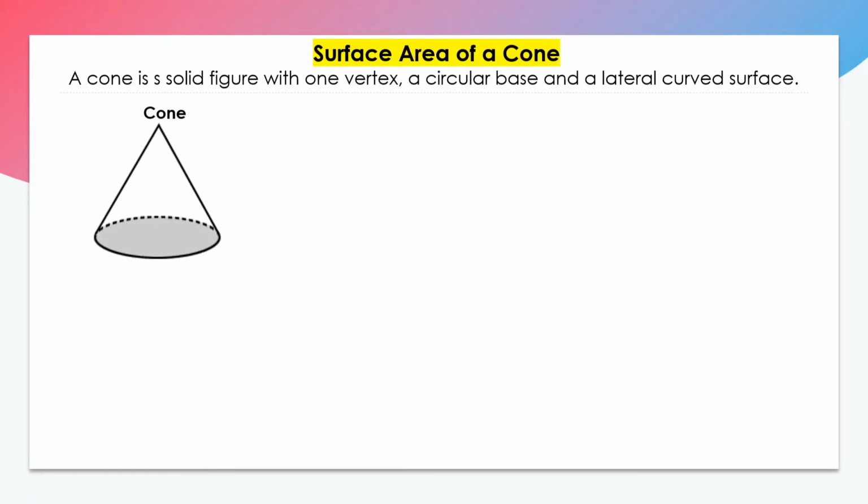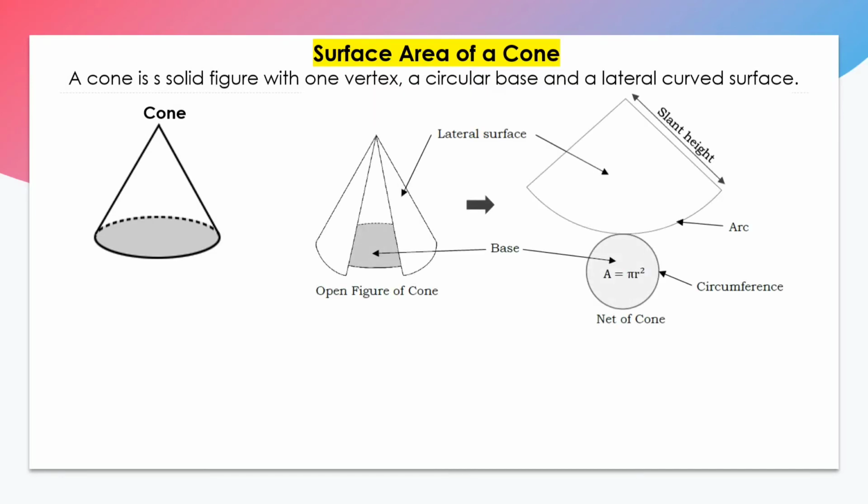Surface area of a cone. A cone is a solid figure with one vertex, a circular base, and a lateral curved surface. So how are we going to get the area of the lateral surface? We are going to divide it into equal parts, then arrange the parts in a rectangular formation as shown in this figure. So from the lateral face, we make a rectangular formation.